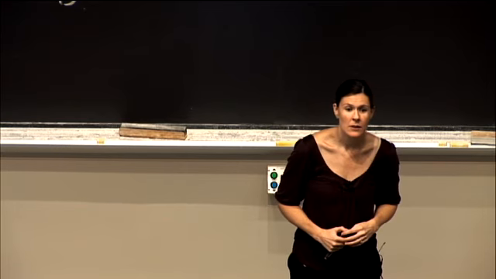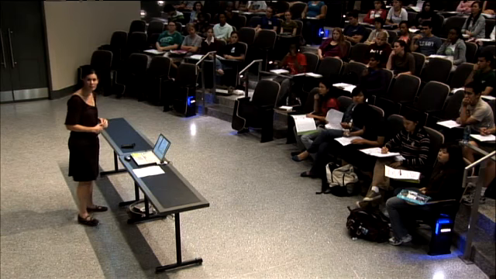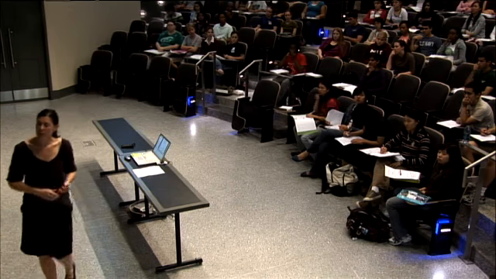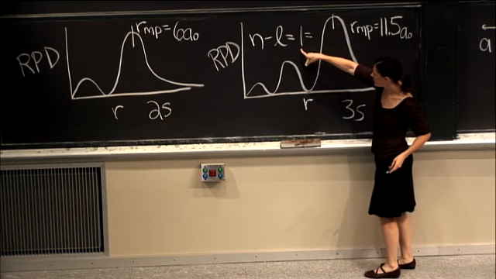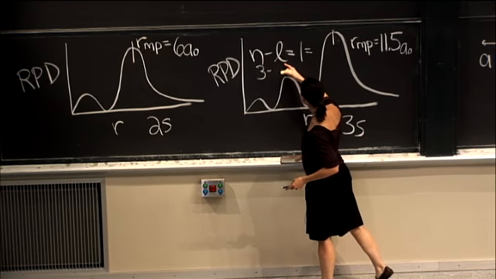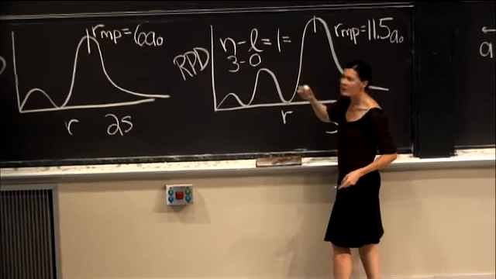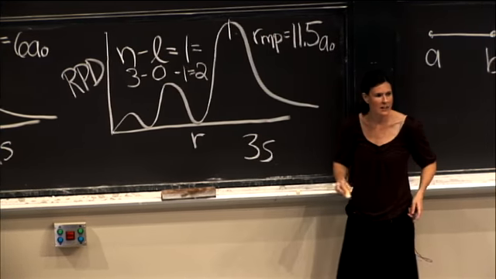Oh, I'm sorry. So it's n minus L minus 1. Here we have 3 minus L, where L equals 0 because it's an s orbital, minus 1. So we have 2 radial nodes here.